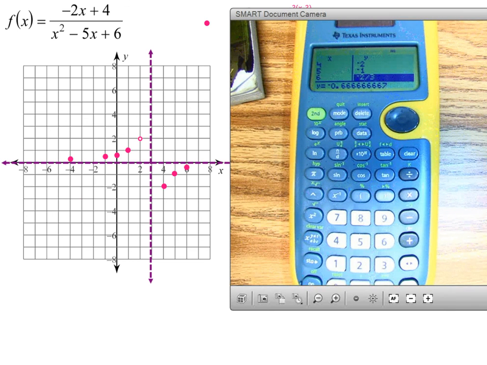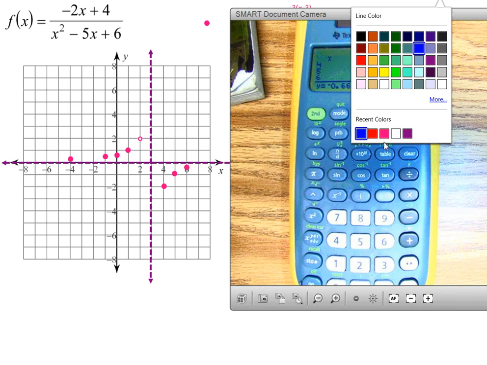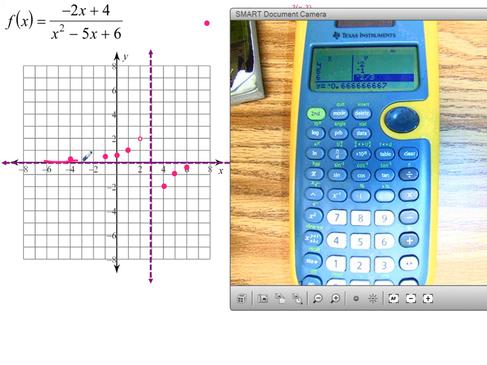Now I'm going to draw. Get out my pink pen, and I'm going to draw, making sure that I do not cross the dashed lines. Come up to my hole, keep going, keep going. Draw my arrows. Again, over here, draw my arrows. And we're graphed. So, that's all you have to do.